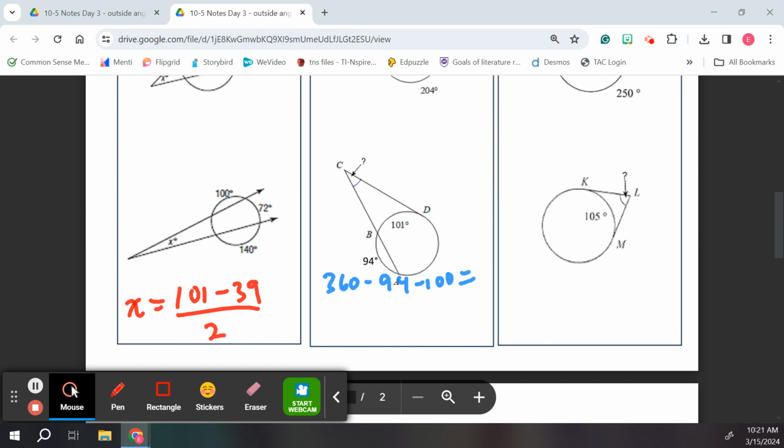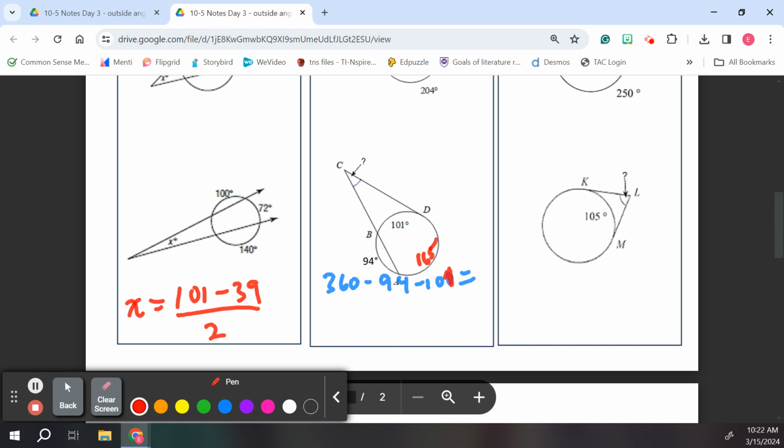Anybody? What did we get? Winnie, what'd you get? That's close. I got 165. Anybody else get 165? Oh, that's my fault. No, you're right. This is supposed to be 101. My apologies. I wrote down 100, not 101. But yeah, good job. It should be 165, because I forgot that little degree.